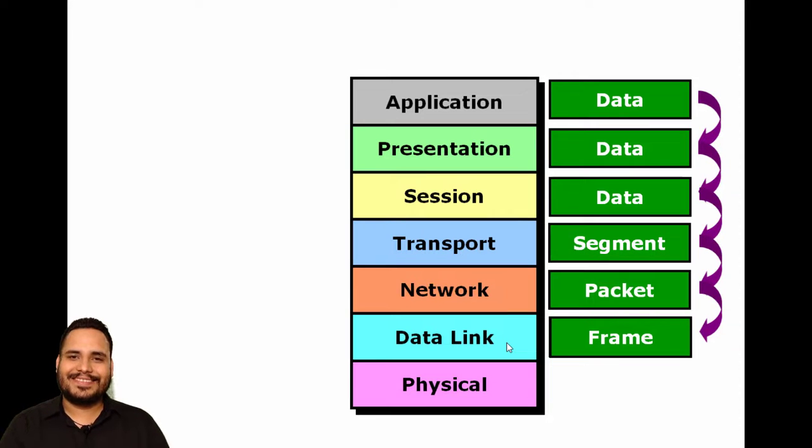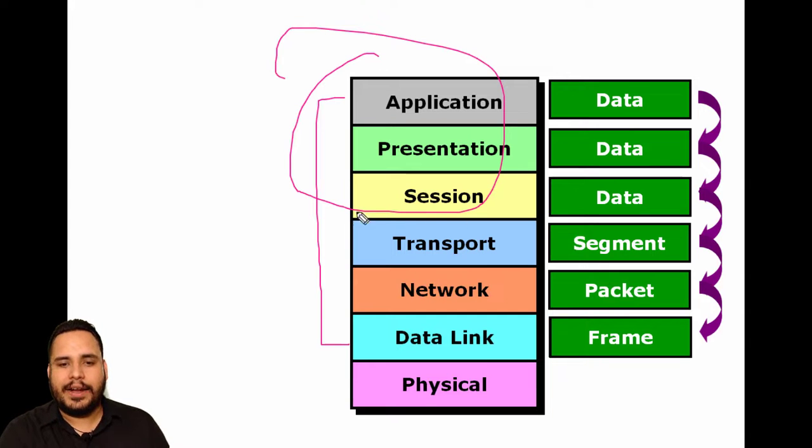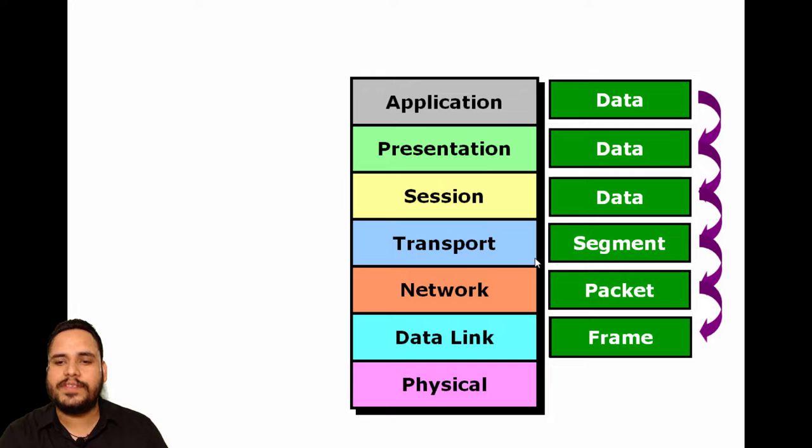Hello everyone. So in our last videos we have discussed application to data link layer. We have discussed each and everything of the software layers, the transport layer and two hardware layers. And one of the most important layers of our network is known as the physical layer.